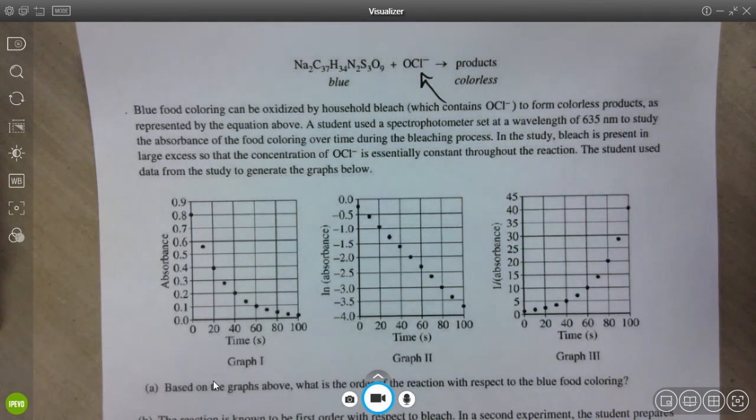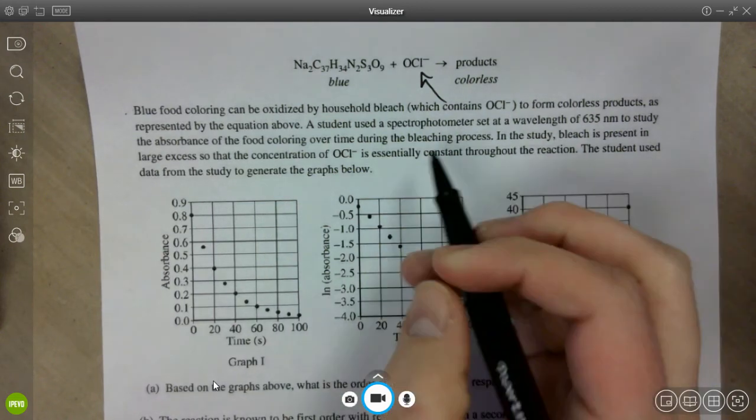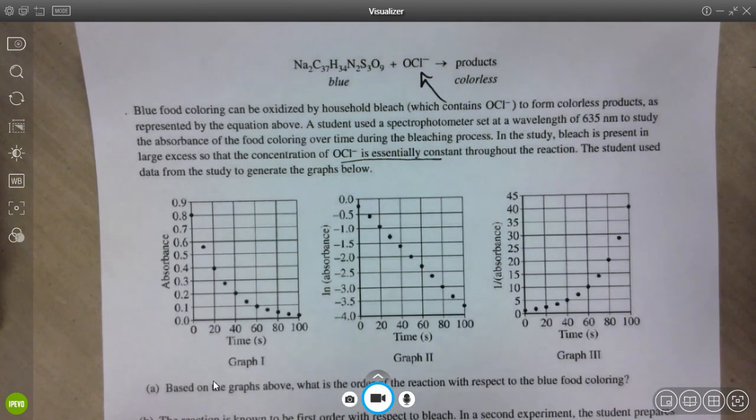The student uses a spectrophotometer set at 635 nanometers to study the absorbance of the food coloring over time during the bleaching process. In the study, bleach is present in large excess so that the concentration of OCl- is essentially constant. So that's really important. When they do these and figure out orders, they hold one of them at such a high concentration that we can really only observe the other one changing.